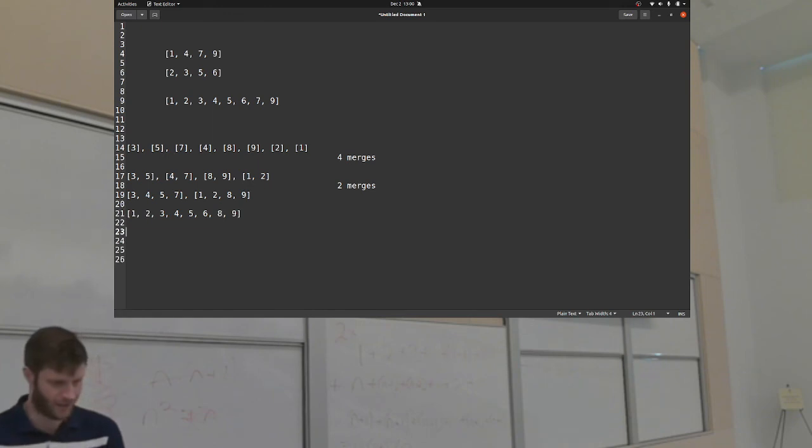Boom, the list is now sorted. I had to do 2 merges. Go to 6. No, that was 1 merge. And what was it supposed to be, a 7? There. So that's merge sort.